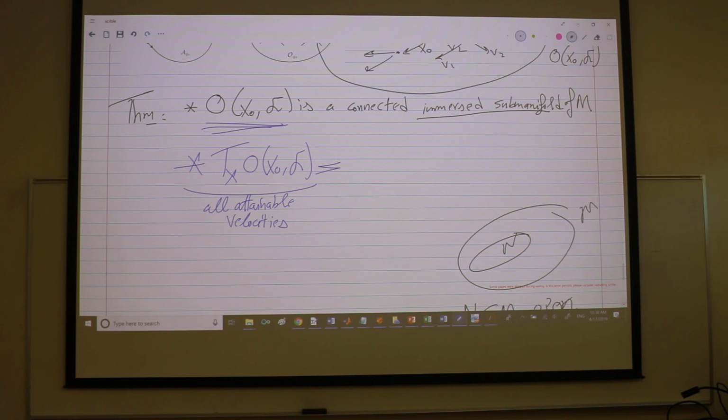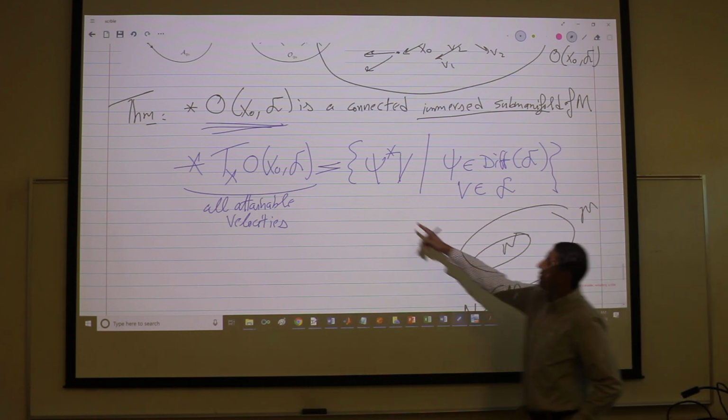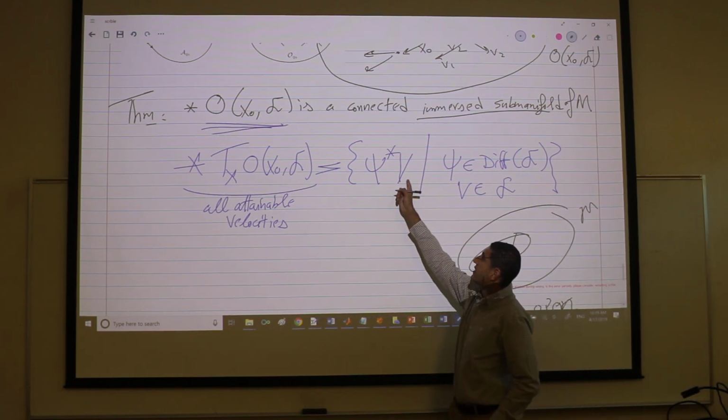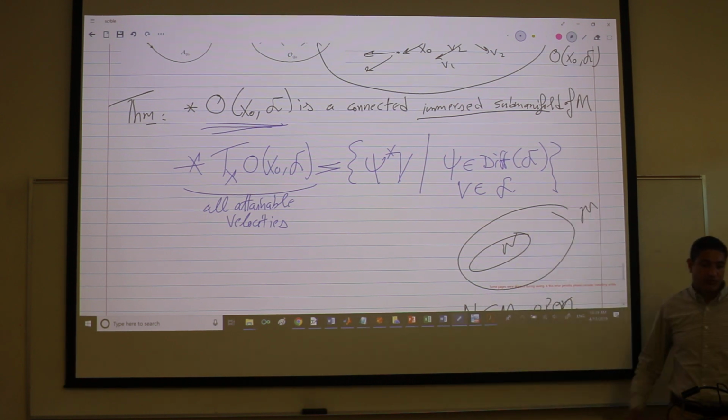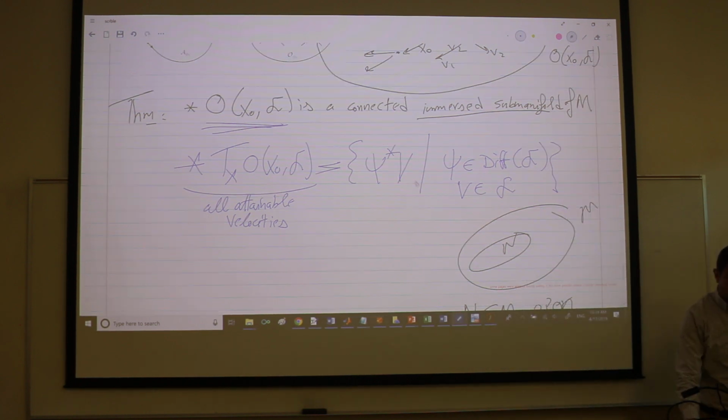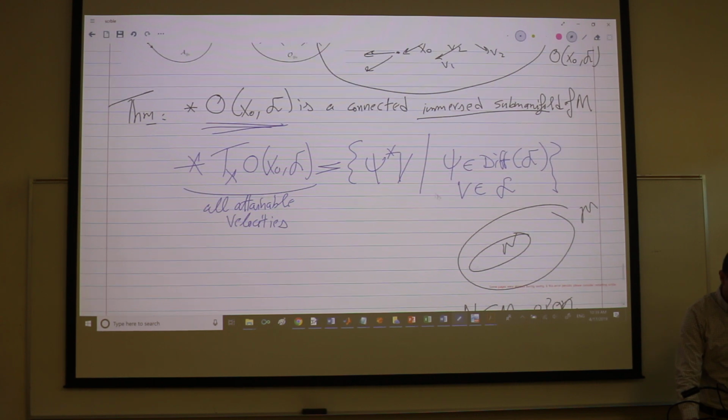This is what? This is the following set: psi star V for all psi in the group of diffeomorphisms, and V in F. The adjoint, the pullback of V along psi, okay? And psi are those concatenations of flows, psi in Diff F. So this is your velocity.